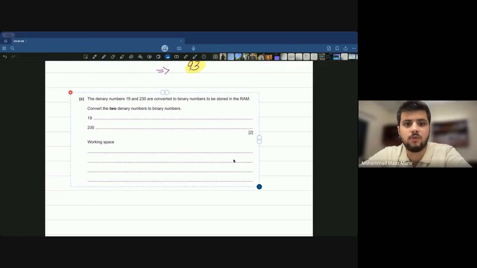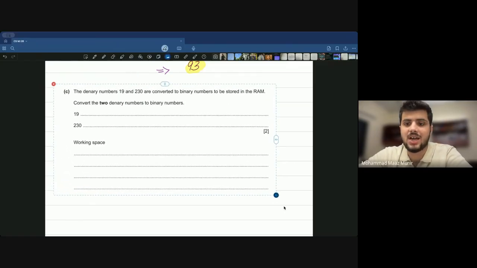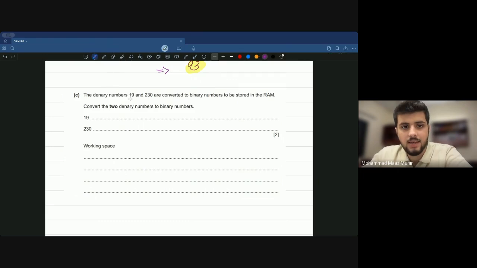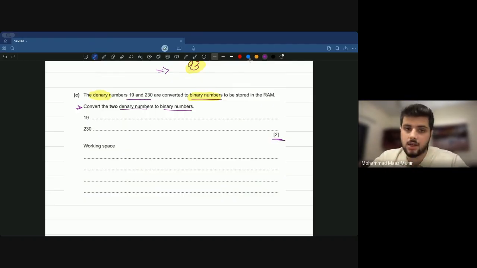This is part of one of those questions which has a C part stating that there are denary numbers 19 and 230, which have to be converted to binary numbers. They clearly mention that it is a denary number being converted into binary, to be stored in the RAM, that's just the scenario. The question is: convert the two denary numbers to binary numbers. 2 marks, one for each correct answer.